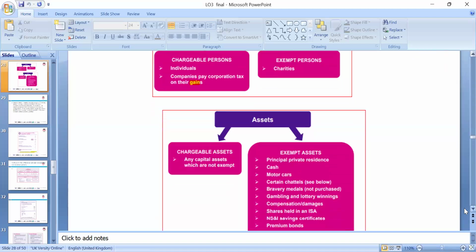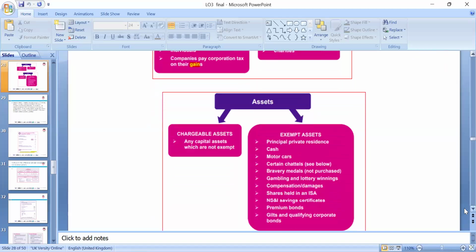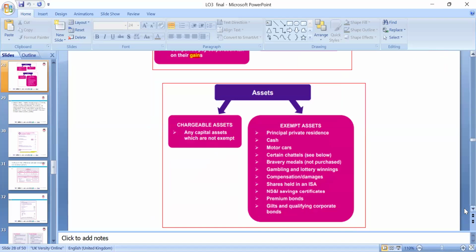So an exempt asset can be a principal private residence, personal cash, and motor cars, and some chattels can be exempt. We can look at certain chattels. If you have any medals, gambling and lottery winnings are exempt, compensation damages are exempt, and shares held under schemes are exempt. We have to look at national savings and investment schemes and any other schemes; if you are buying under those, the asset can be exempt.